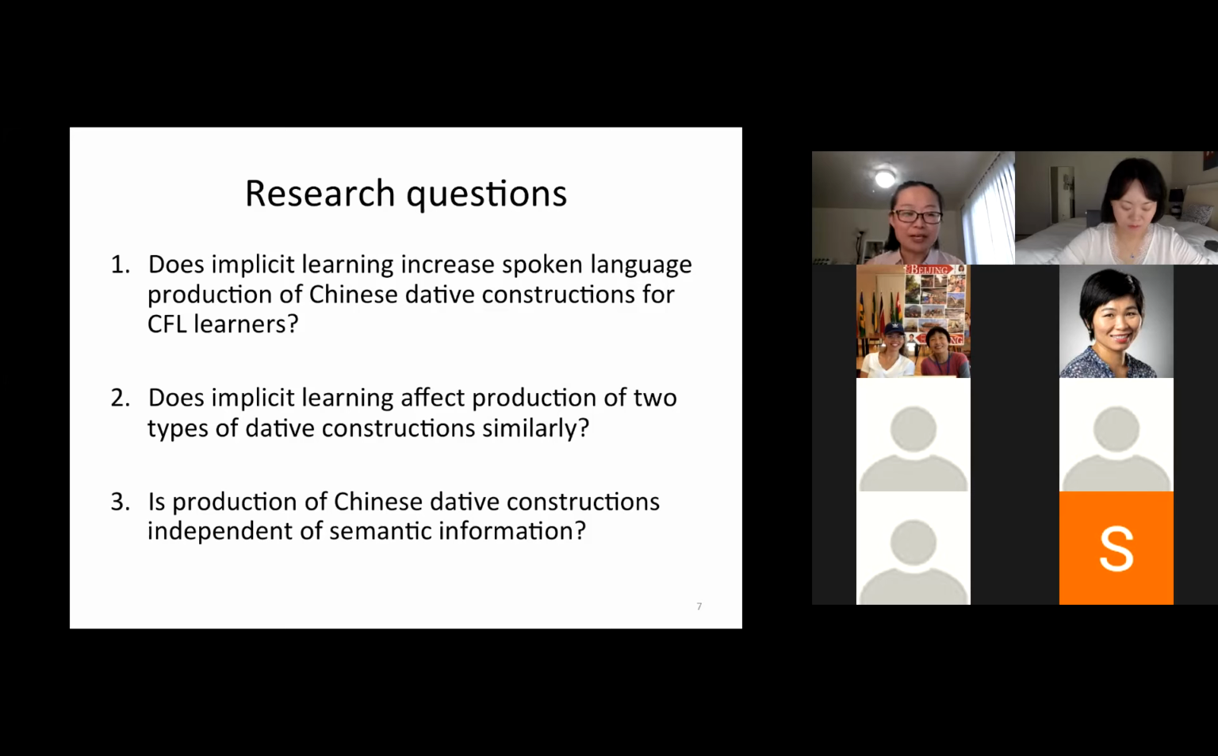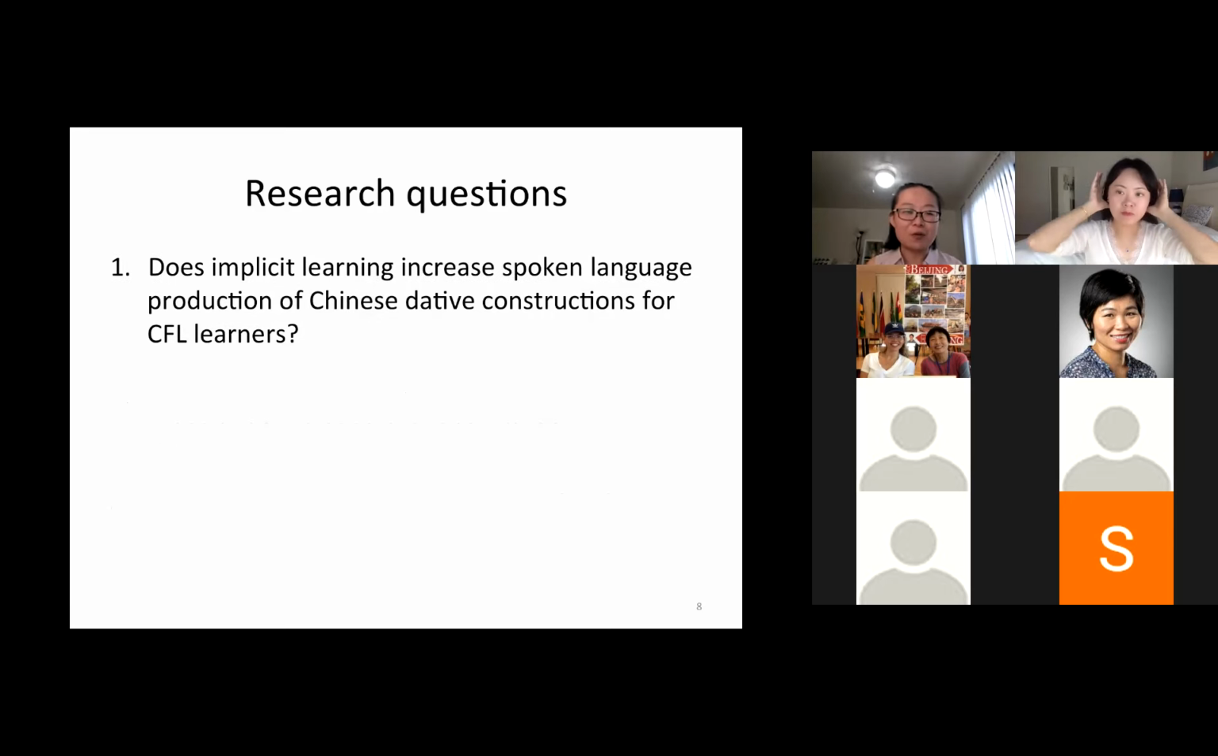The second question is, does implicit learning affect production of 2 types of dative constructions similarly? There are 2 types this study focuses on. The third question is whether production of Chinese dative constructions is independent of semantic information. So to answer these 3 questions, we did the following manipulations.